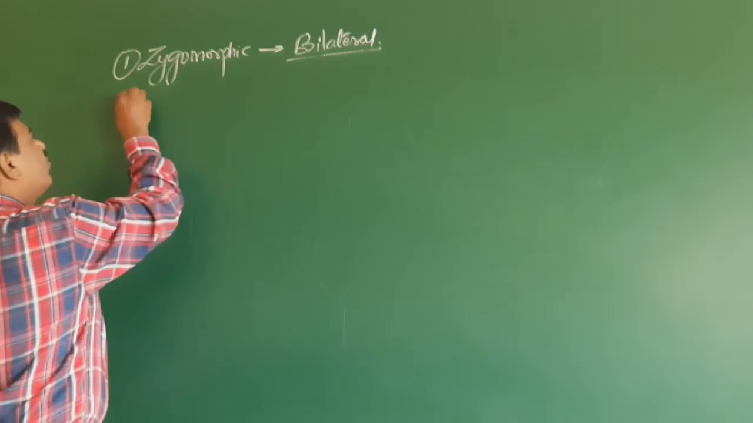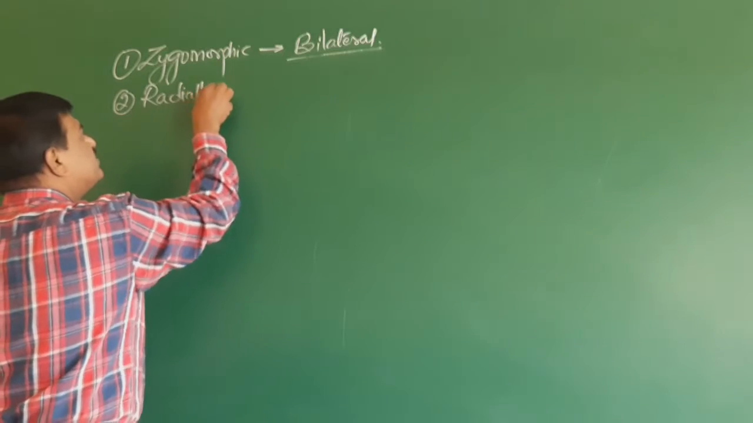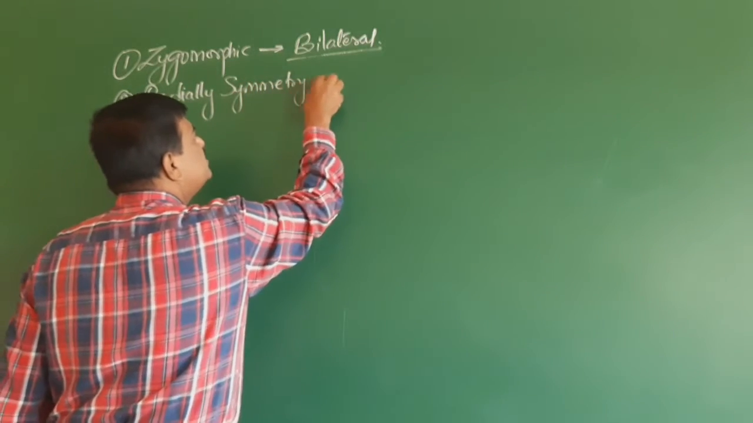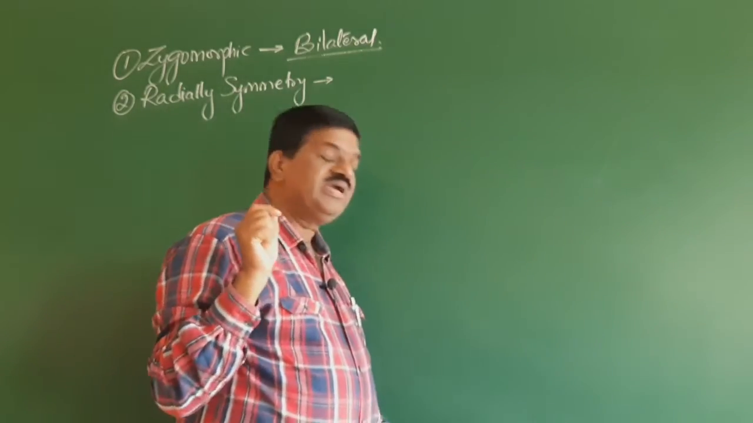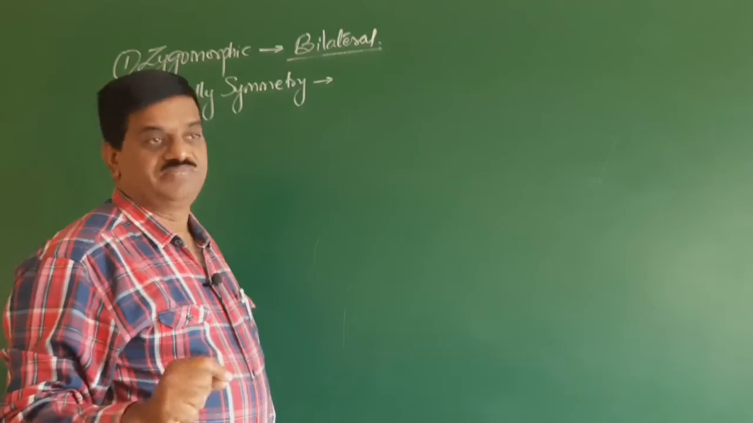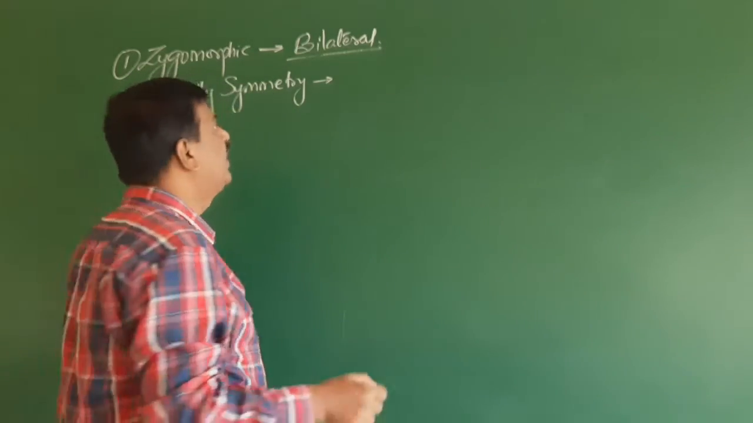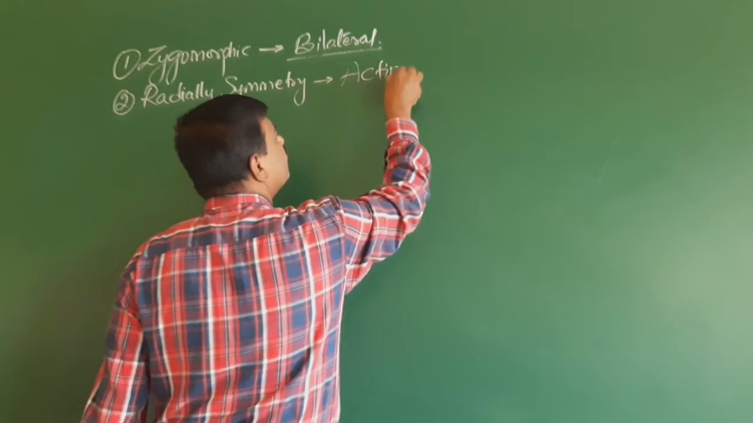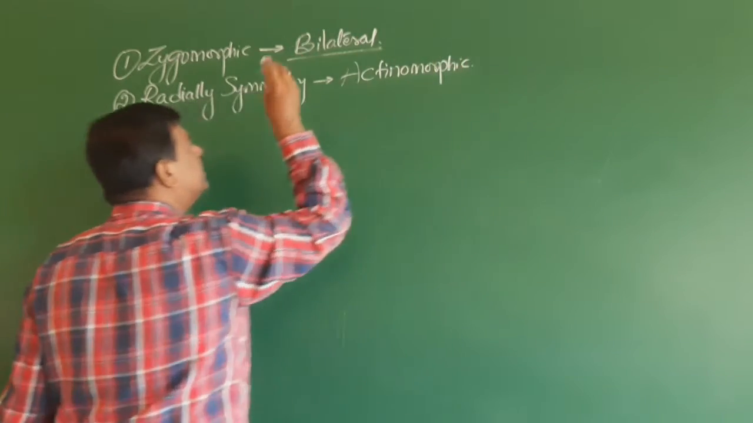The second one is radially symmetry. So here, with radial symmetry, it can be cut in any plane, so in any plane it gives rise to two equal halves. Hence it is called actinomorphic, or radial symmetry.